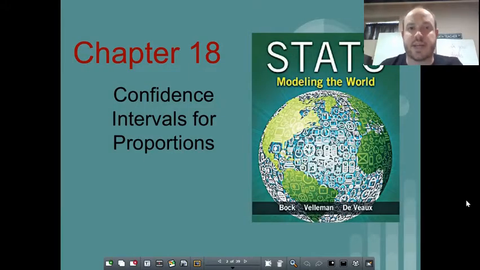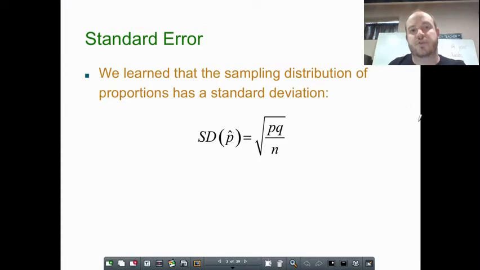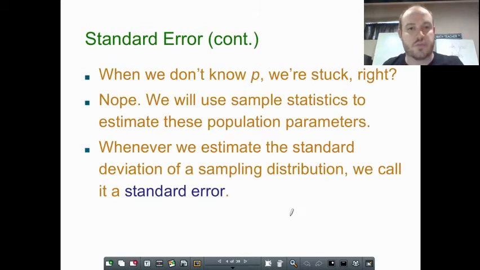As mentioned, we're looking at Chapter 18, which is called Confidence Intervals for Proportions. First thing we're going to do is remember a little bit from last chapter what we were looking at. If you remember, this was the formula for the standard deviation of a sampling distribution. So this told us on average how far away our sample proportion should be from the true proportion.